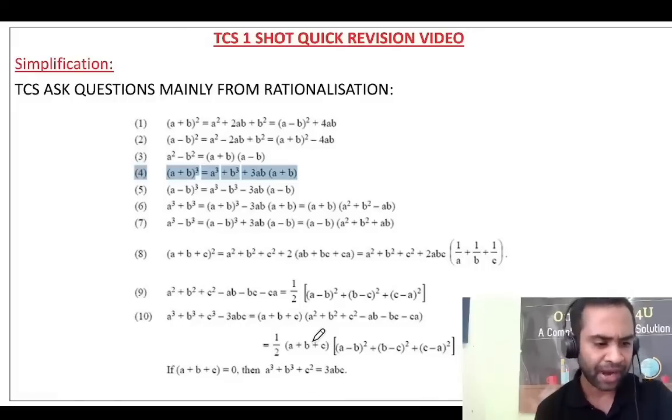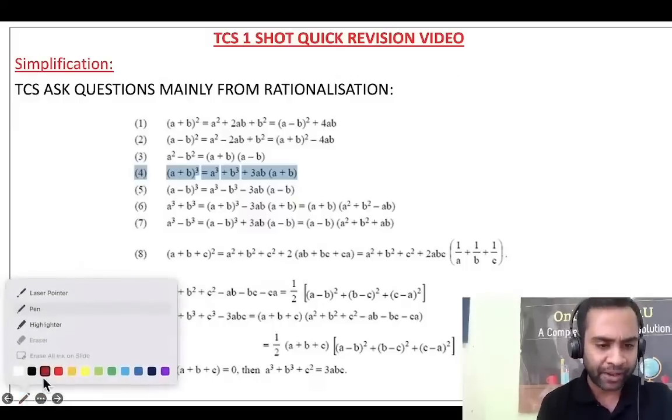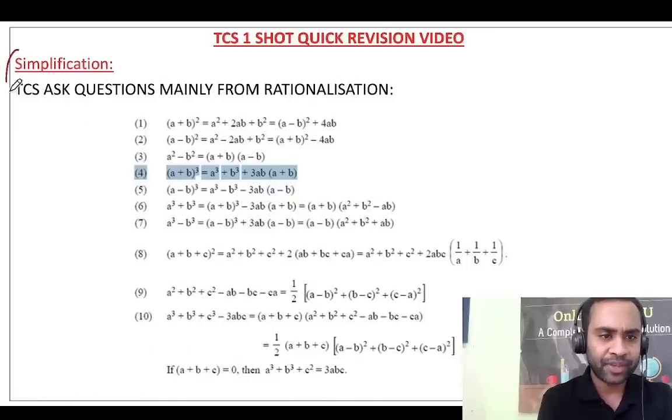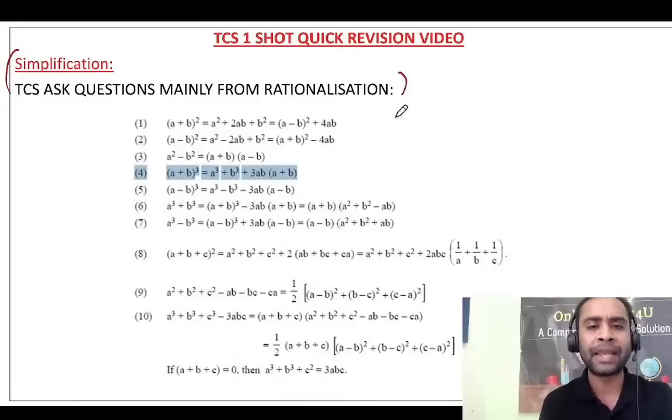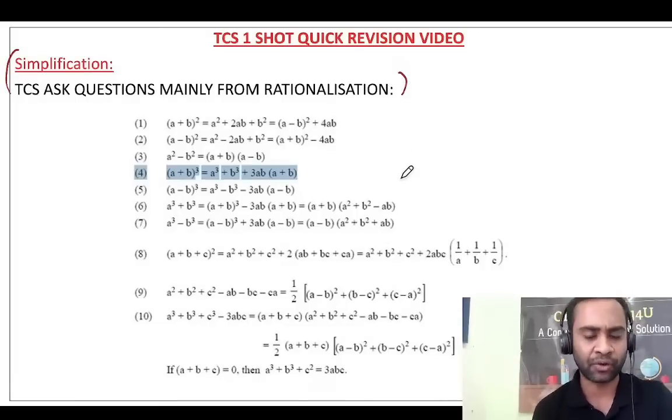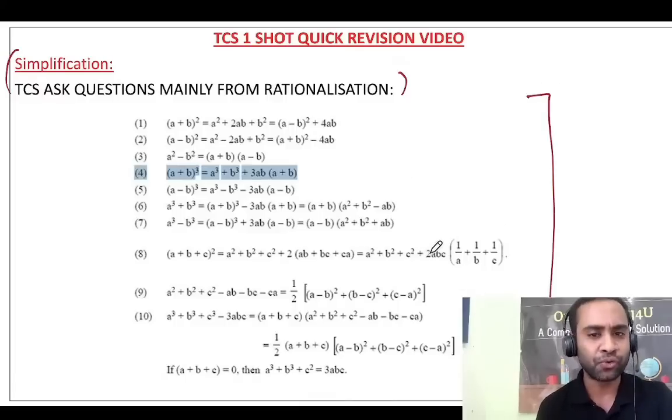Okay, fine. Now we will start with the TCS one shot quick revision video. Friends, from simplification, TCS asks questions mainly from rationalization, but algebraic formulas will also be used a lot. So please remember these formulas.